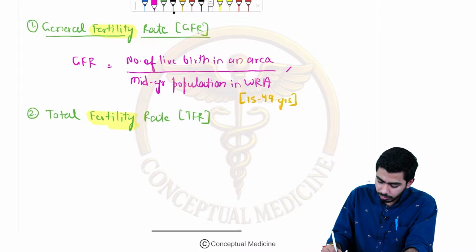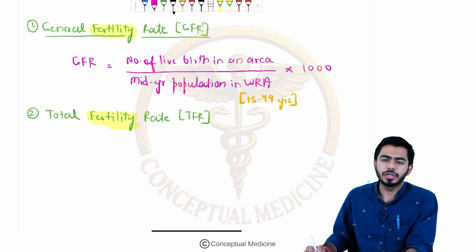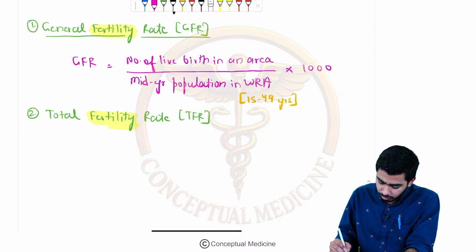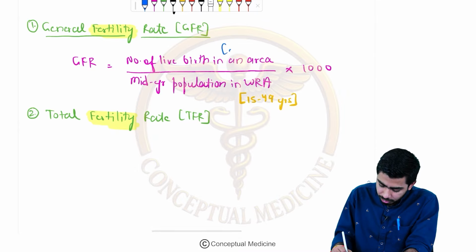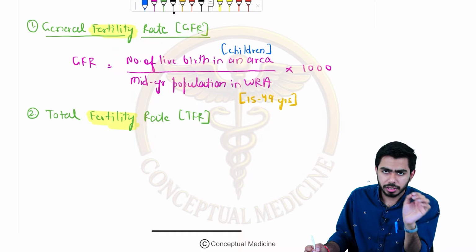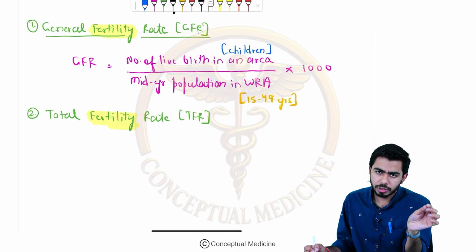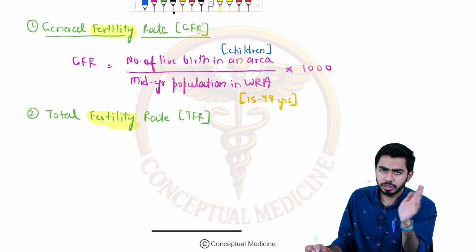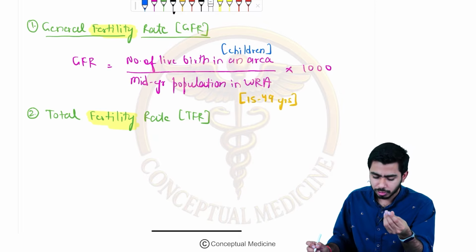And if you multiply it by 1000, that makes the formula of the general fertility rate. General fertility rate means the number of live births in an area. If I say number of live births in an area, I am considering the children. Children means son and daughter. So no gender discrimination over here. It could be male or female, son or daughter. Why I'm emphasizing it, you will know soon.